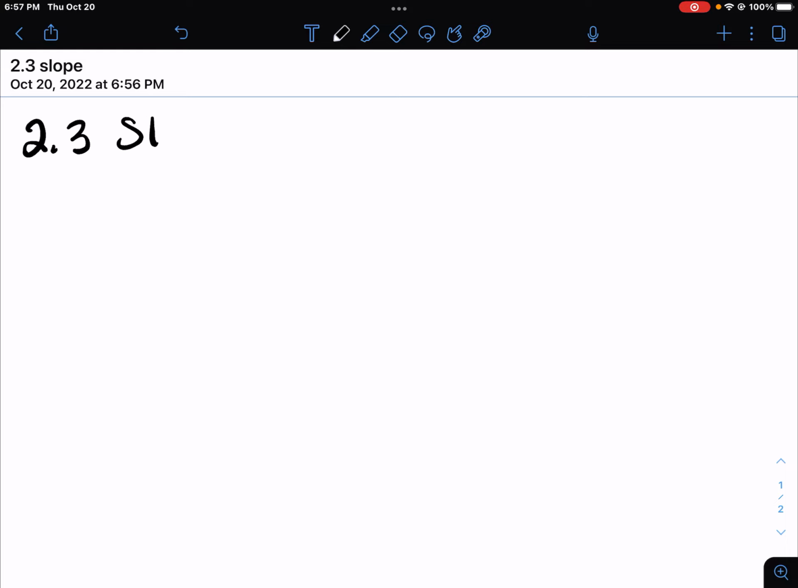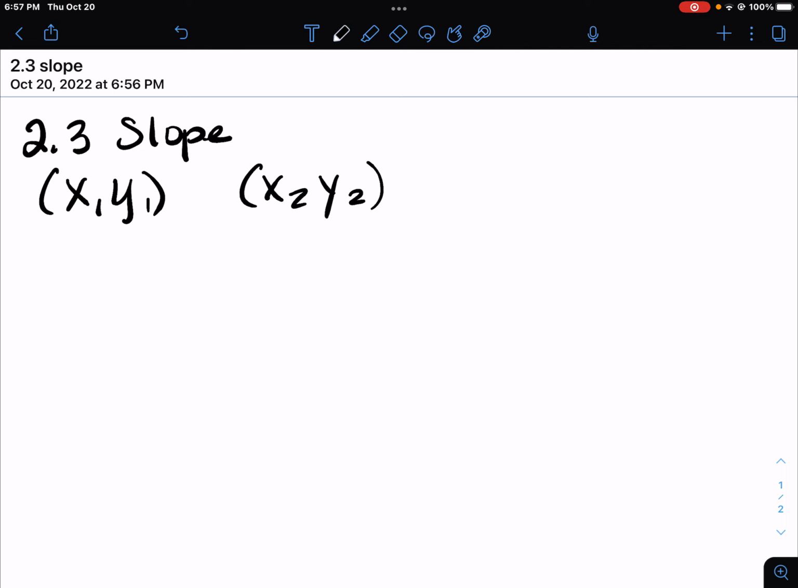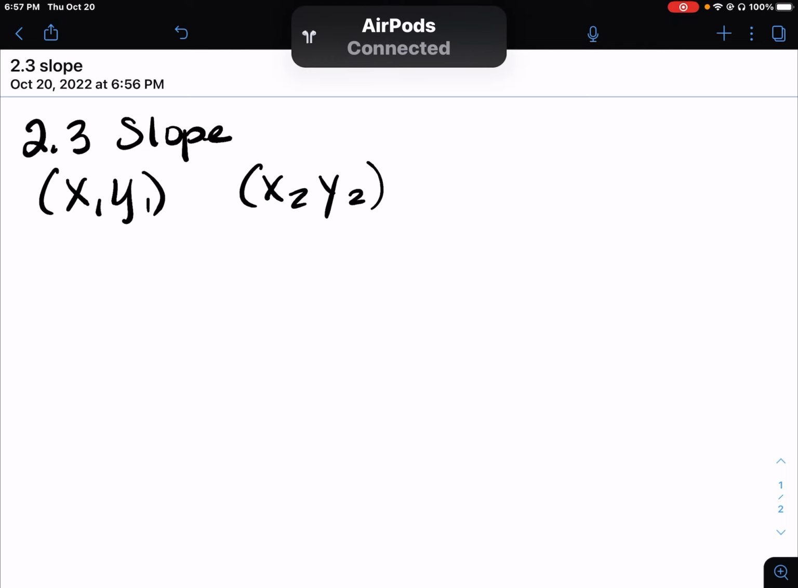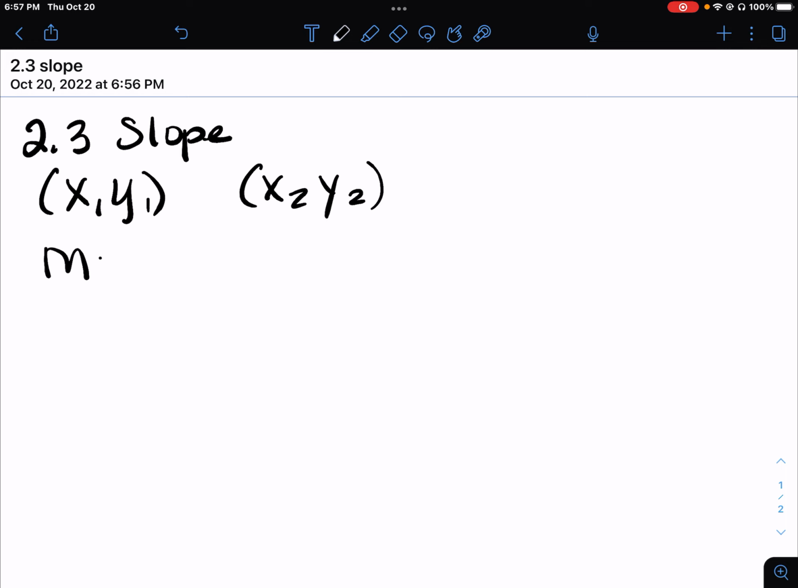2.3 slope. Okay, when you have 2 points on a line, we call them x1, y1 and x2, y2. The slope between two points on a line, the formula is y2 minus y1 over x2 minus x1.